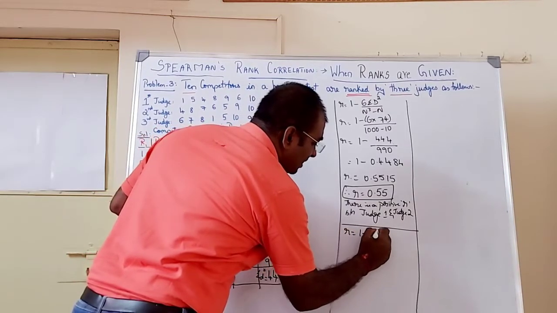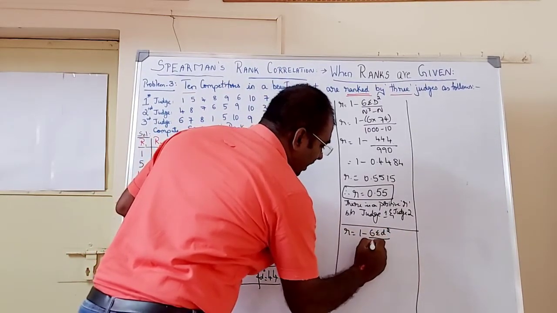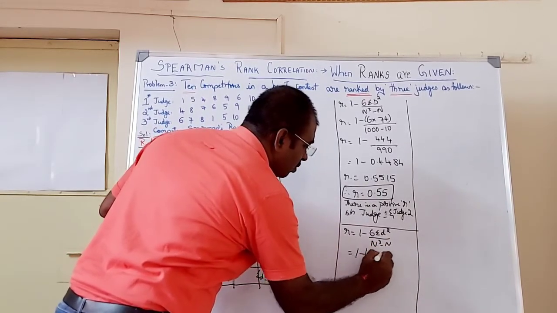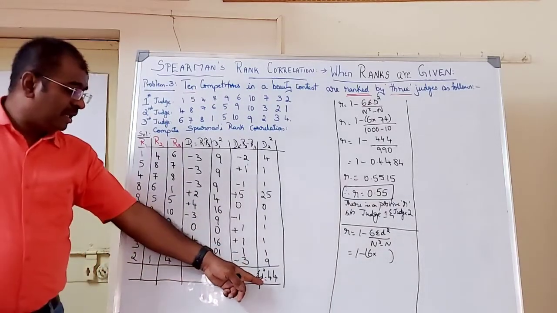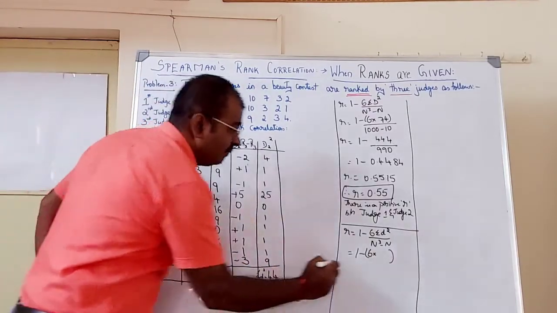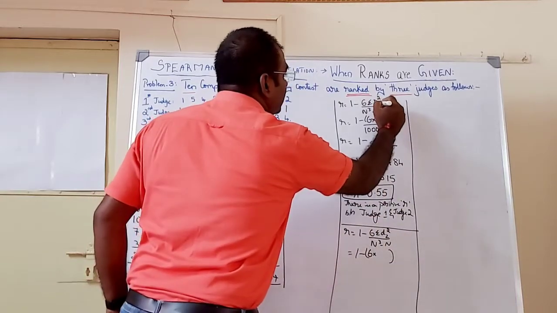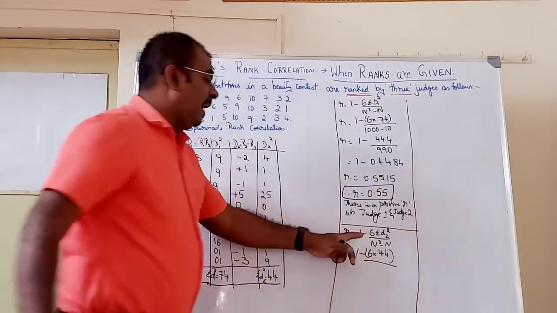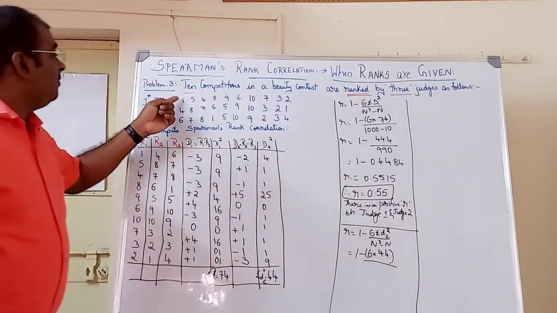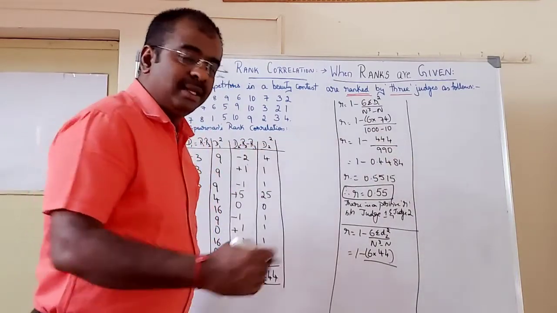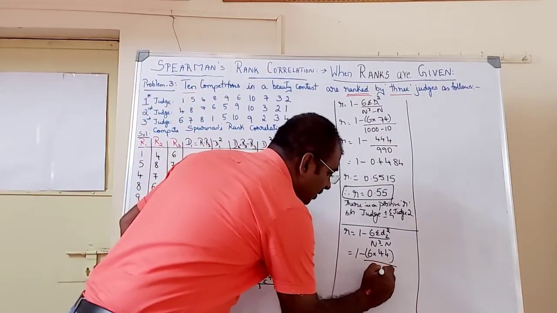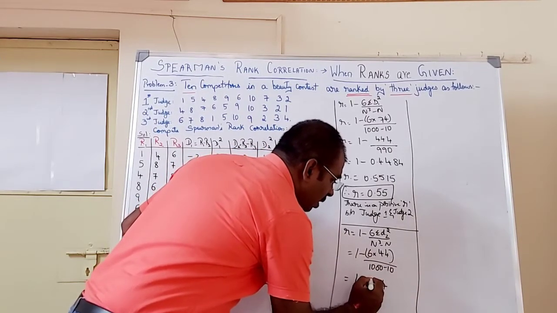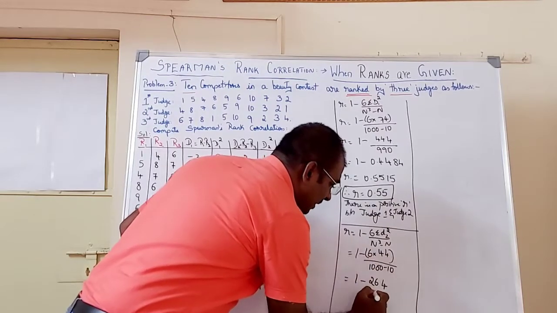R is equal to 1 minus 6 sigma D square divided by n cube minus n. So 1 minus 6 into sigma D square. The value of sigma D square is 44. Let me call this sigma D2. So 6 into 44 divided by n cube minus n. N remains the same, which is 10. Therefore 10 cube minus 10, which is 1000 minus 10. That is equal to 1 minus 6 fours are 24, 6 twos are 12, so 264.